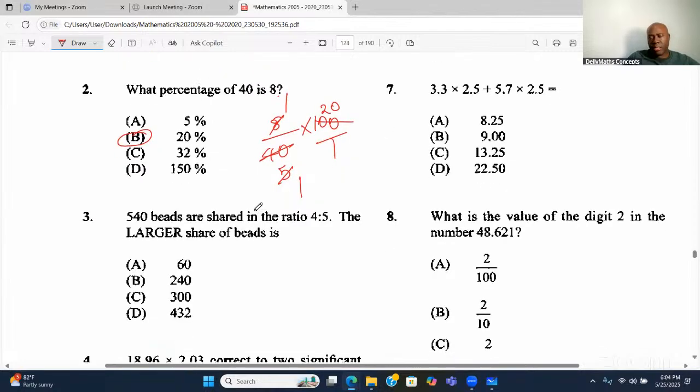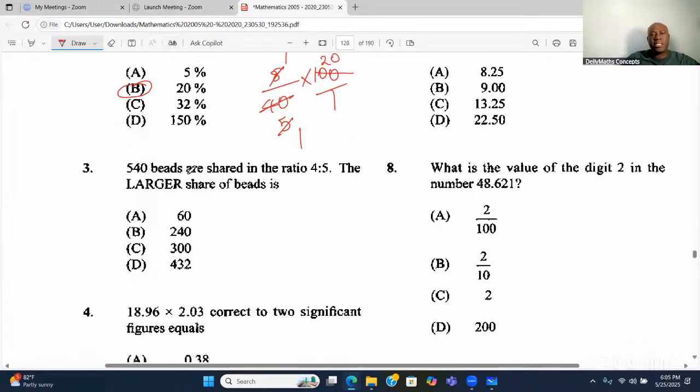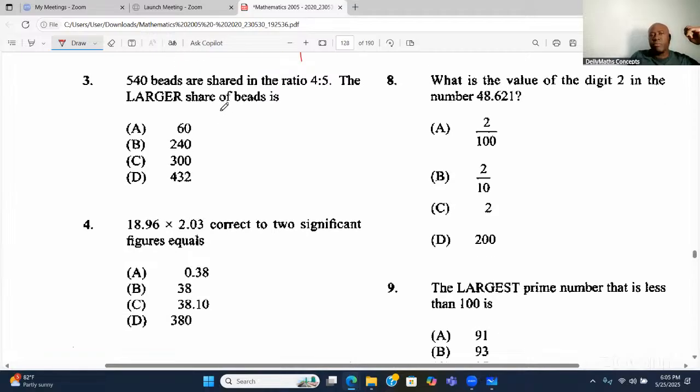All right, quite easily done, as you could see. I do realize that people are making a lot of errors while we're looking at various tests. When I go through and I look, I realize you're making errors. So you got to pay attention, ask questions if you're not certain. Number three says 540 beads are shared in the ratio 4 to 5. The larger share of beads would be what?